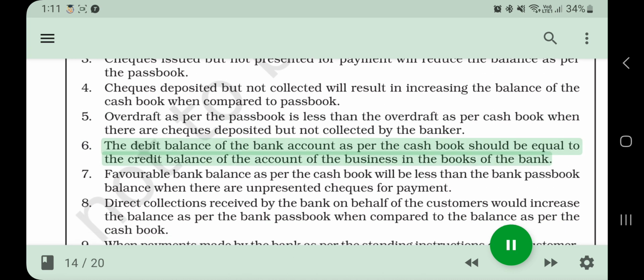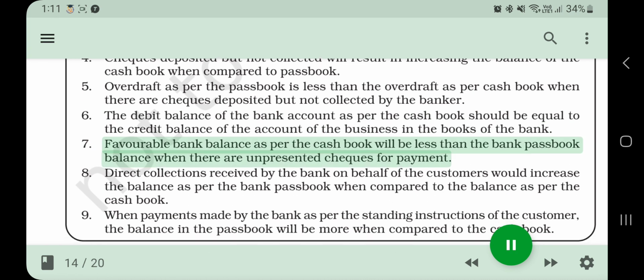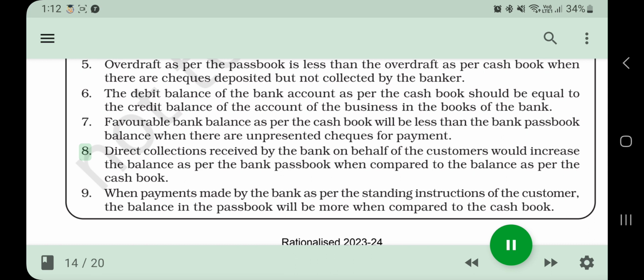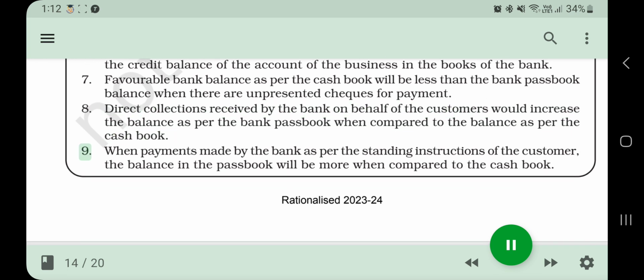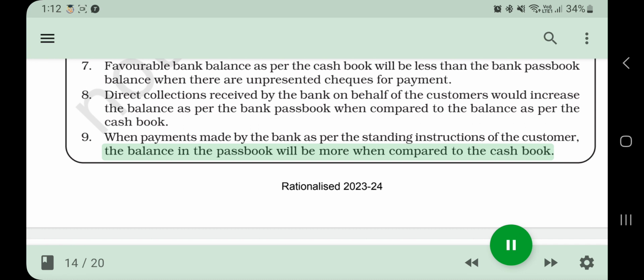6. The debit balance of the bank account as per the cash book should be equal to the credit balance of the account of the business in the books of the bank. 7. Favorable bank balance as per the cash book will be less than the bank passbook balance when there are unpresented checks for payment. 8. Direct collections received by the bank on behalf of the customers would increase the balance as per the bank passbook when compared to the balance as per the cash book. 9. When payments are made by the bank as per the standing instructions of the customer, the balance in the passbook will be more when compared to the cash book.